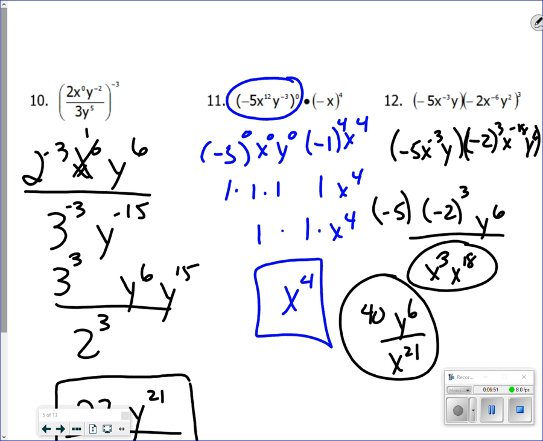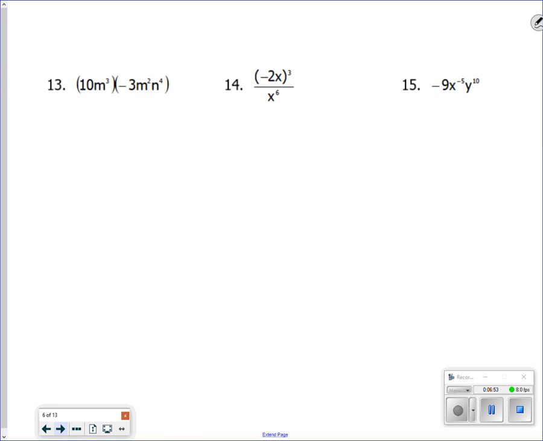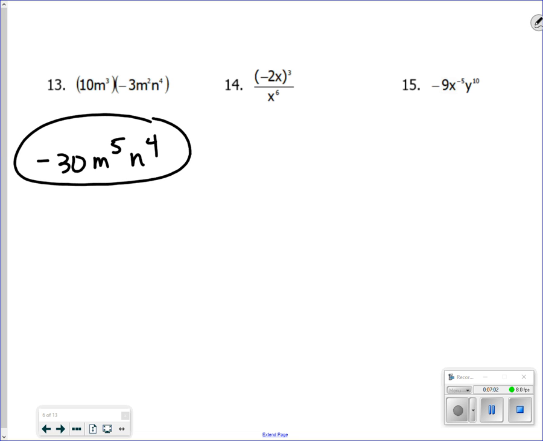So rules of exponents. Numbers in front, add the exponents. So negative 3 times 10 is negative 30. M to the 3rd times m to the 2nd is m to the 5th. And then n to the 4th.